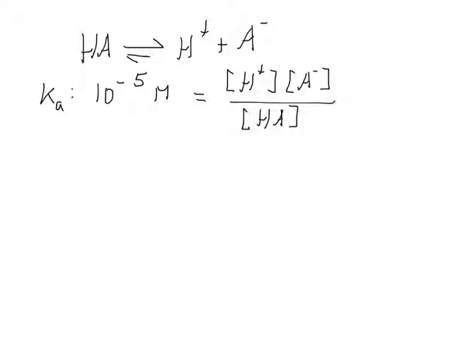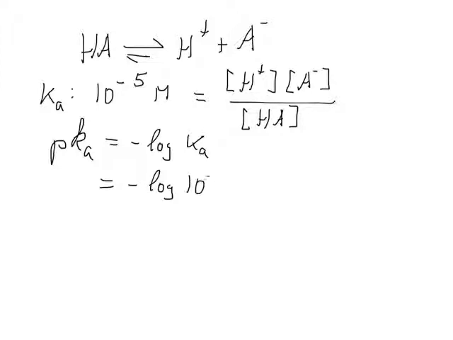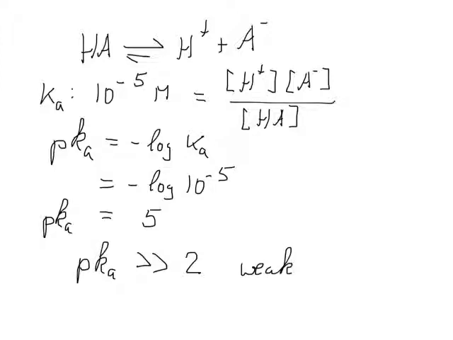And the pKa for that is minus log of Ka. So in this case it would be minus log of 10 to the minus 5, and that would give us a pKa of 5. And anything that has a pKa, if the pKa is larger than usually, say 2, then this is considered a weak acid.